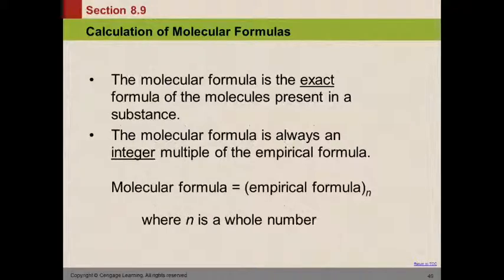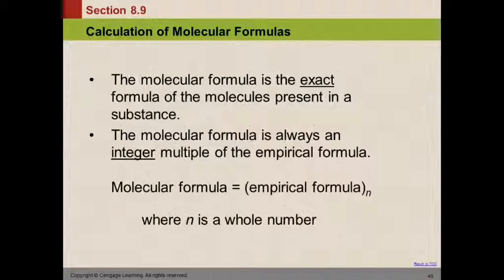We learned how to calculate the empirical formula. How do we get the molecular formula? Because the molecular formula is the real formula. It's the exact formula. It tells us how many atoms of each element are in an actual molecule. And the molecular formula is always going to be an integer multiple of the empirical formula. That integer could be 1 or 2 or 3, it could be 17.